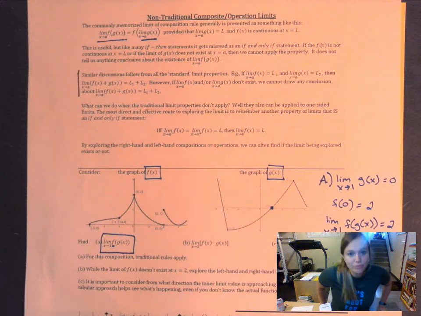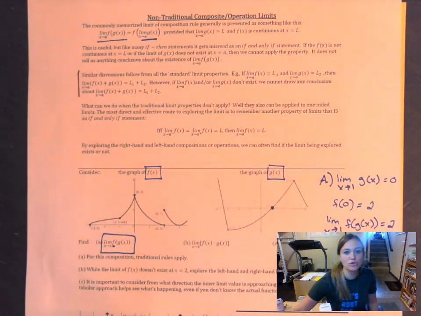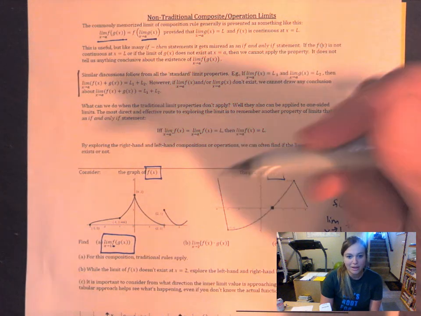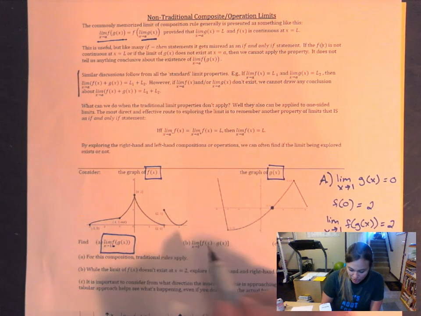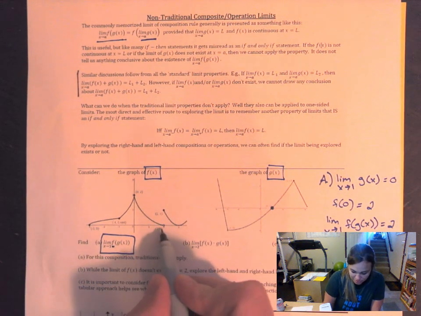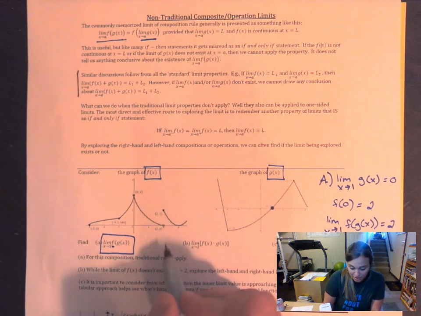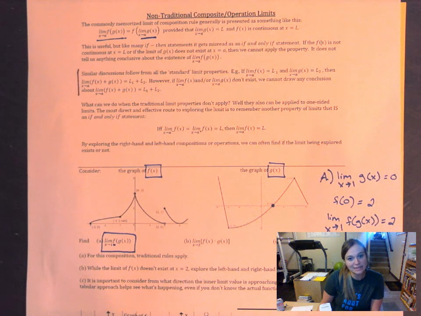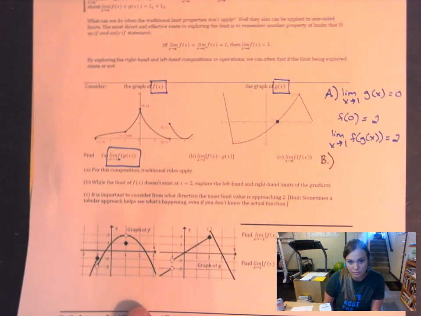If we do not have a traditional limit working for us, if we see that the limit does not exist in some part, like in this one, the limit as x approaches 2 of f of x, the left doesn't equal the right, I can't automatically say that this limit does not exist. I need to dig a little deeper.